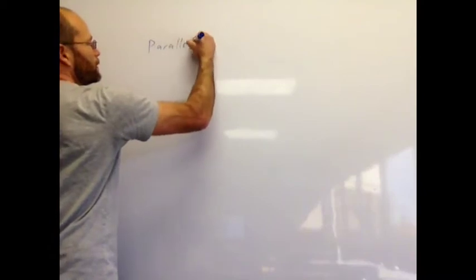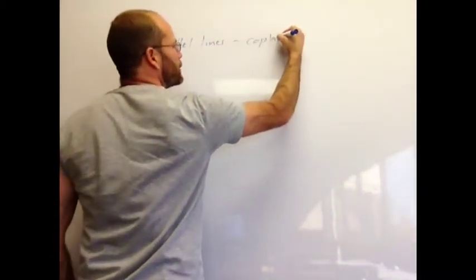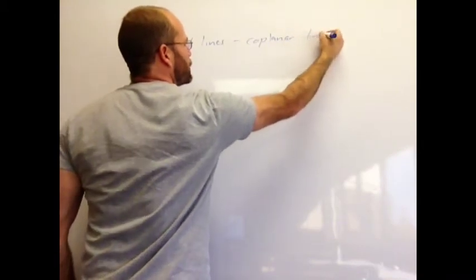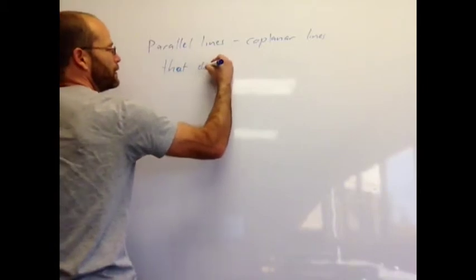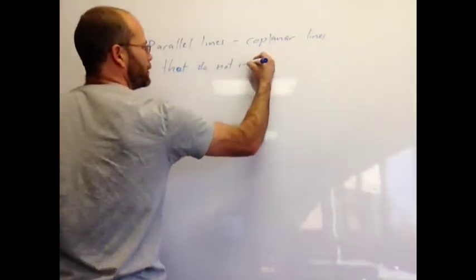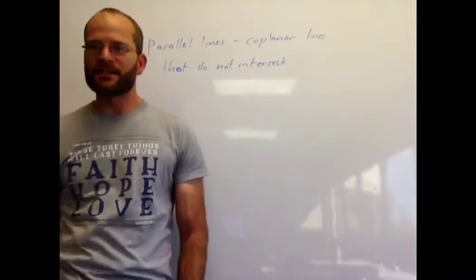All right, so the first thing we need to be able to do is identify parallel lines, perpendicular lines, and skew lines. To make that a little bit easier, we should define those terms. Parallel lines are coplanar lines that never intersect. Coplanar lines that do not intersect.